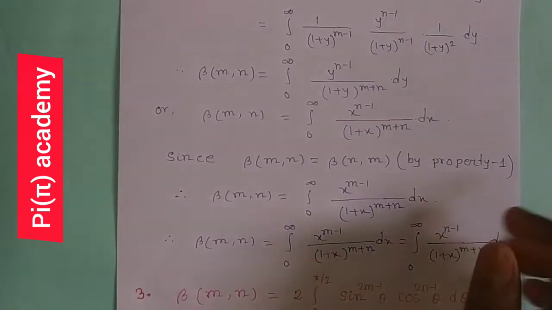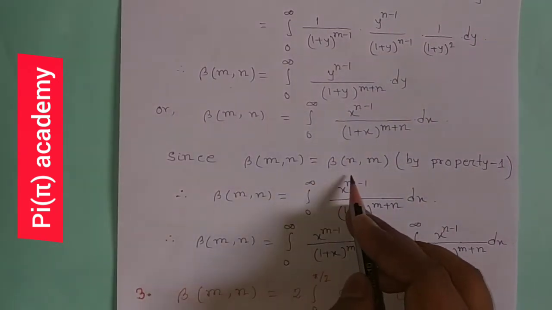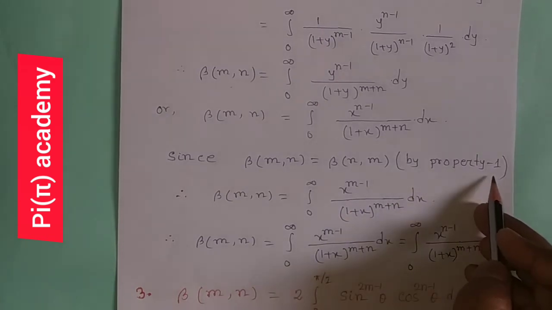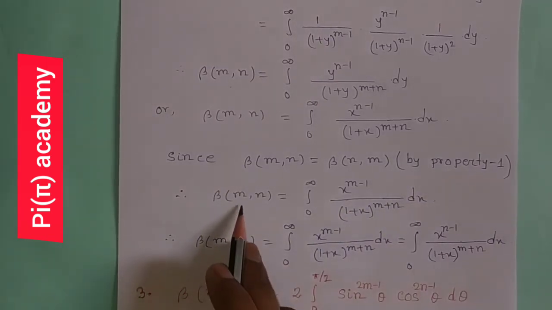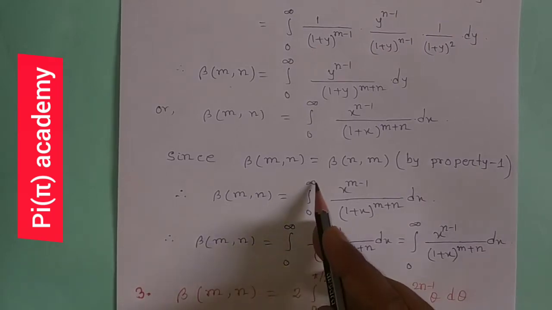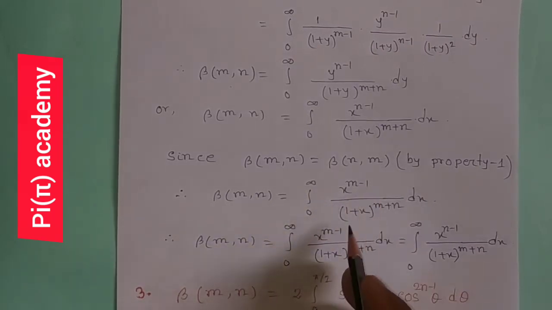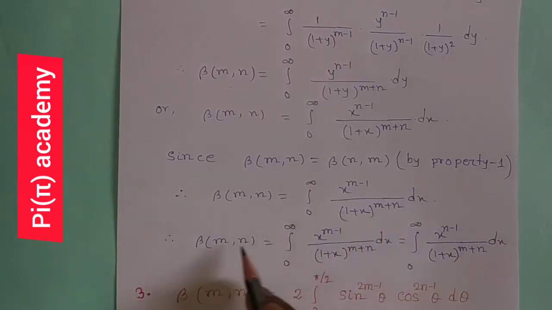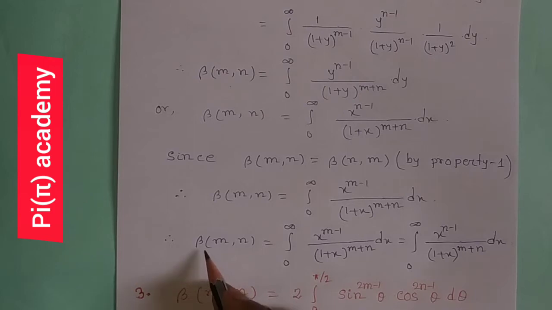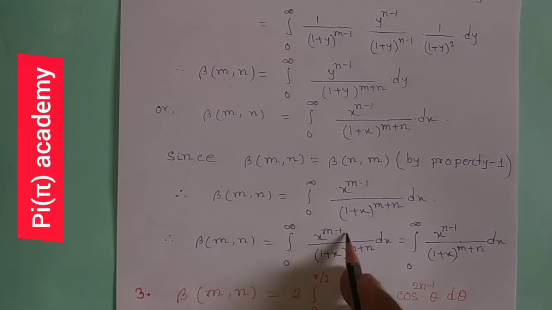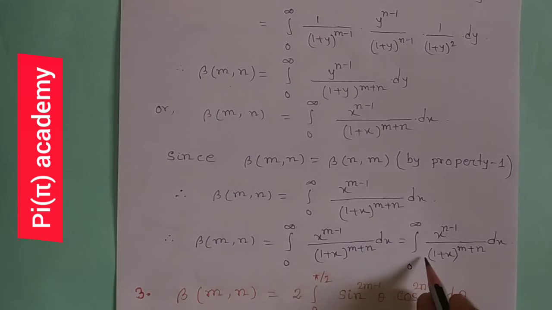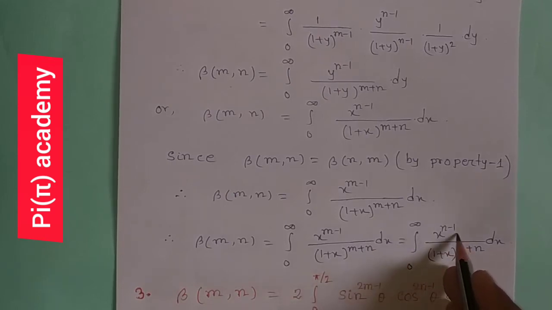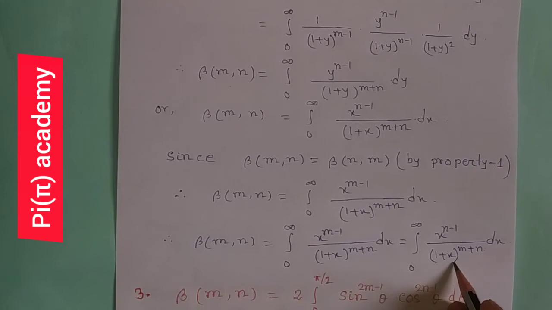Since beta m n equal to beta n m by property 1, therefore beta m comma n equal to integral 0 to infinity of x to the power m minus 1 divided by (1 plus x) whole to the power m plus n into dx. Therefore we can conclude that beta m comma n equal to integral 0 to infinity of x to the power m minus 1 by (1 plus x) whole to the power m plus n into dx, and integral 0 to infinity of x to the power n minus 1 divided by (1 plus x) whole to the power m plus n into dx.